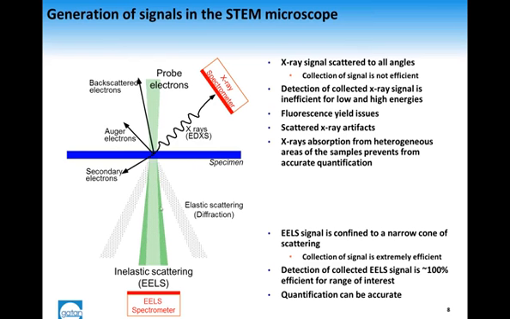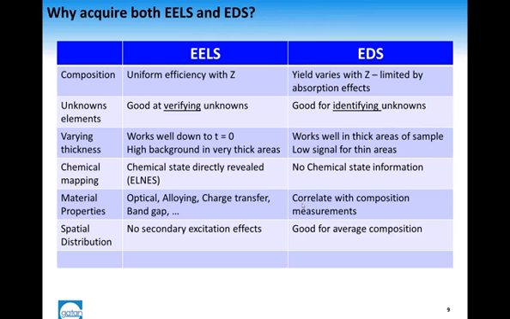If you look at the EELS signal, you can clearly see that it's confined to a narrow cone of scattering. The collection of signal is extremely efficient, and provided we have a big aperture, so a big collection angle, we can collect most of the signal. The quantification can be accurate, and we don't have problems with absorption.